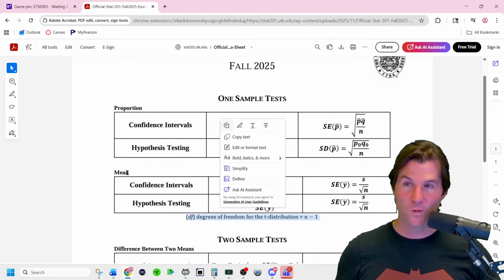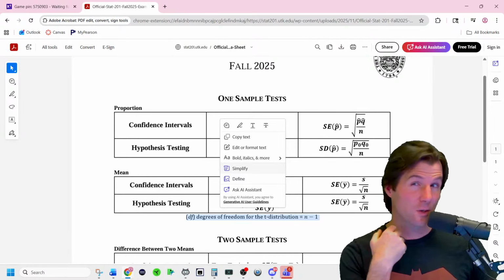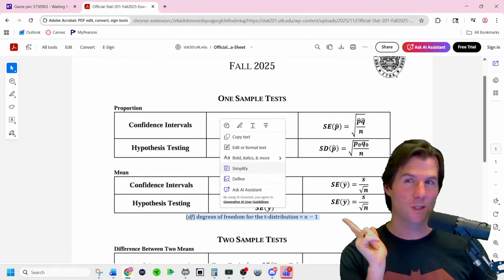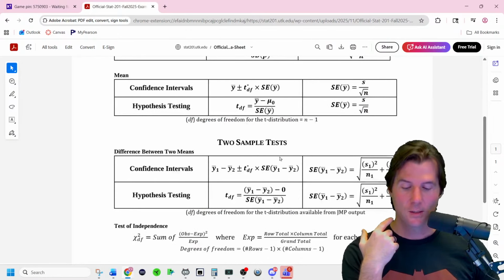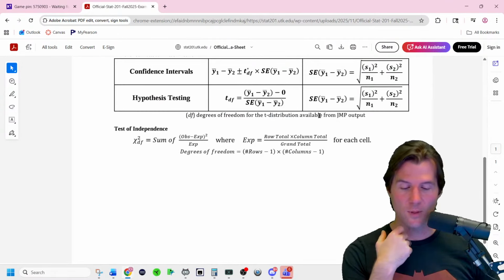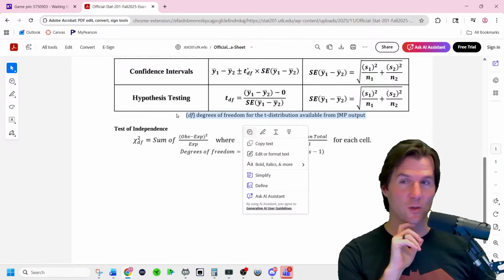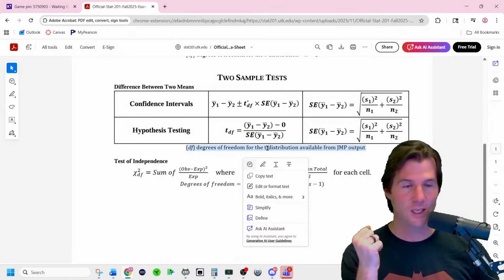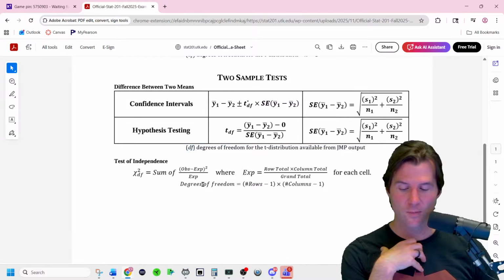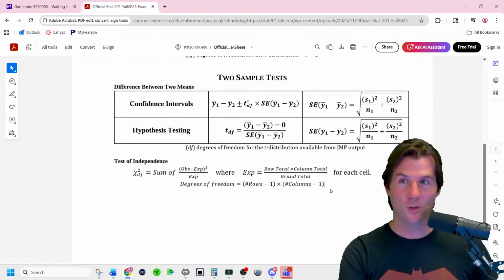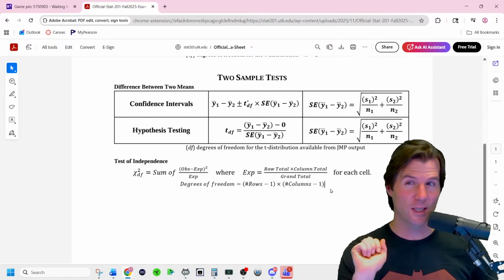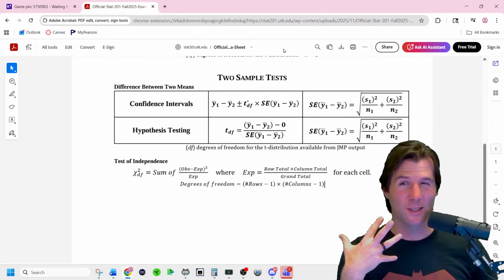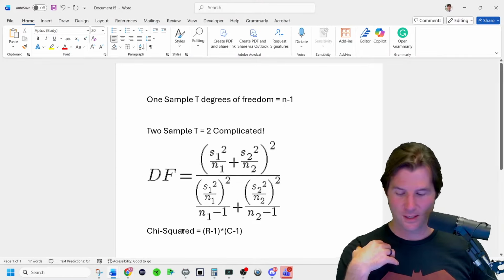Degrees of freedom for the mean test, which is a one sample t. There are 3 times in this class. There are more ways to use it, but 3 times. The one sample t is n minus 1. The 2 sample t is too complicated right here, and you can do it for confidence intervals or tests. And then the degrees of freedom for the chi-squared are rows minus 1 times columns minus 1. So make sure to have your formula sheet out and know the parts it has on it, but memorizing them a little bit doesn't hurt. It really helps to keep them in your head.